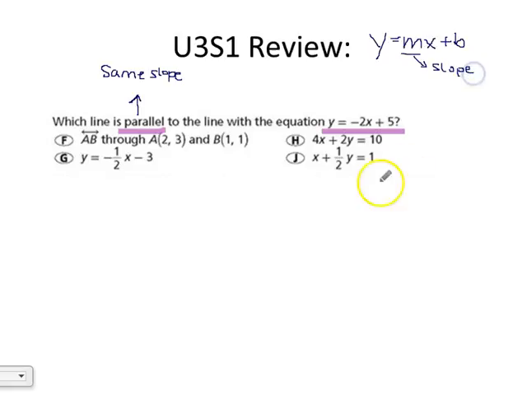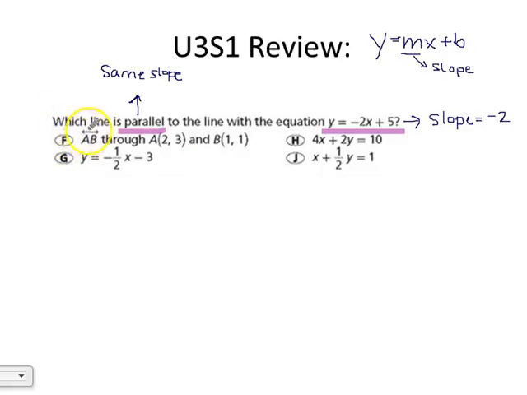So what is the slope of this line that we are given? Y equals negative 2x plus 5. What is the slope of that line? The slope of that line is the number being multiplied by the x, which is negative 2. So that means that the line that's going to be parallel to that must also have a slope of negative 2. So let's look at our options. It says which line is parallel?